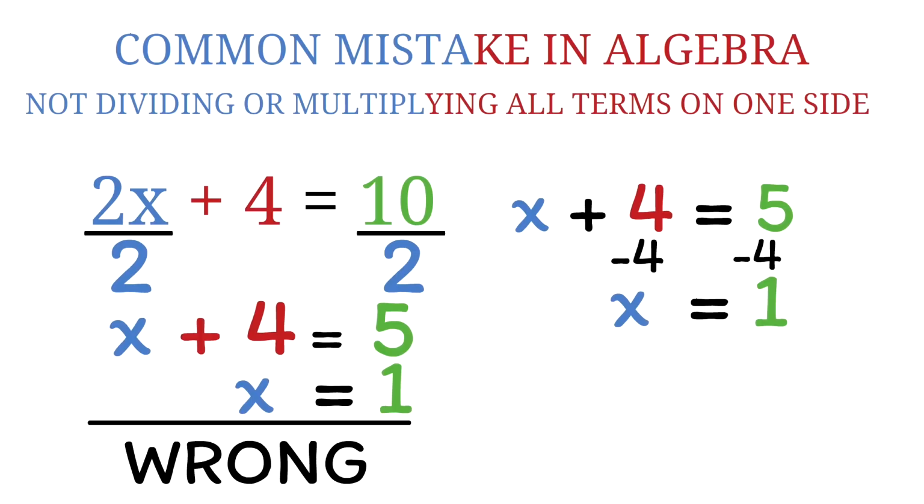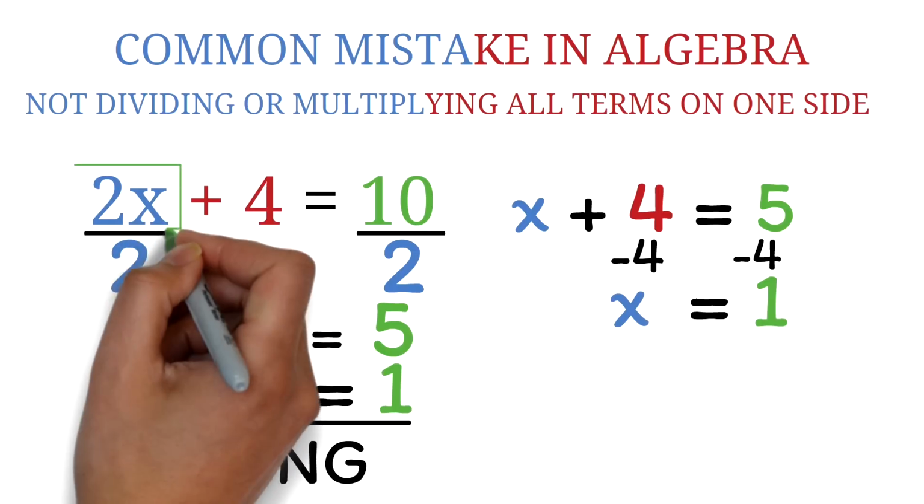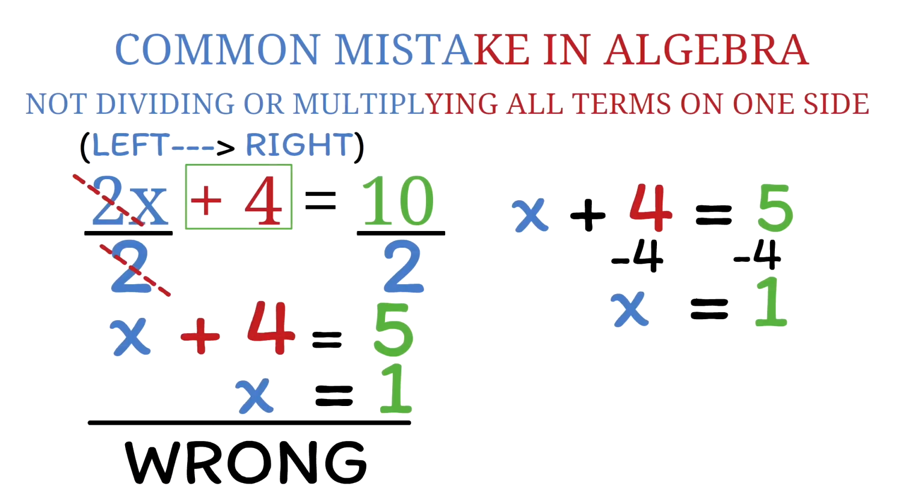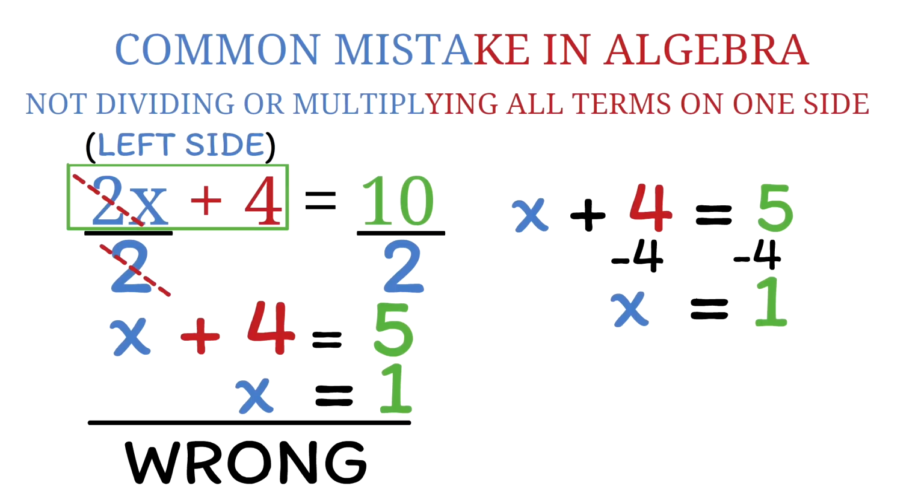Now, the reason students make this mistake is because they see the 2x term as the closest when solving the equation from left to right and immediately want to cancel the 2 out, forgetting that the plus 4 is part of the group 2x plus 4 on the left side.